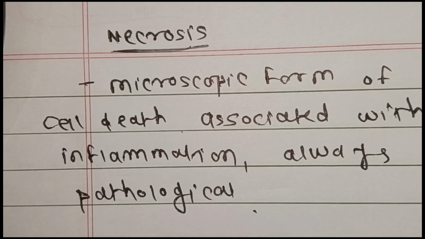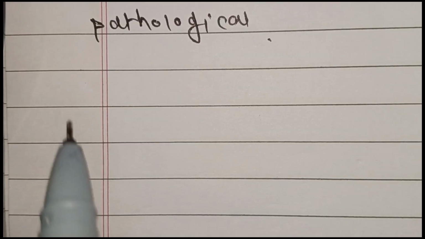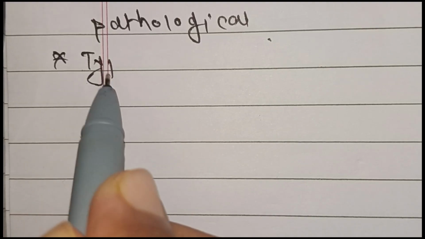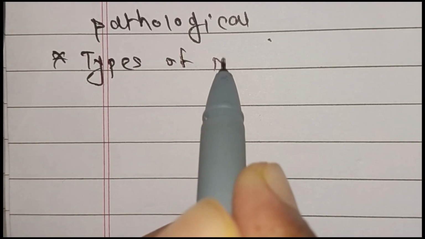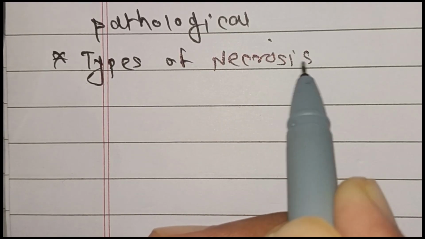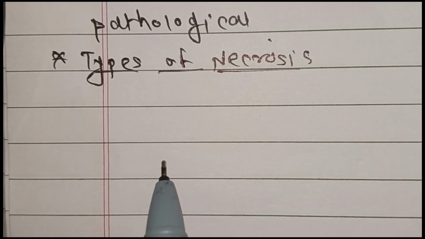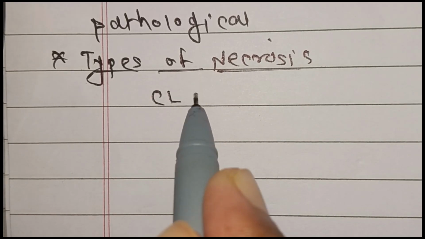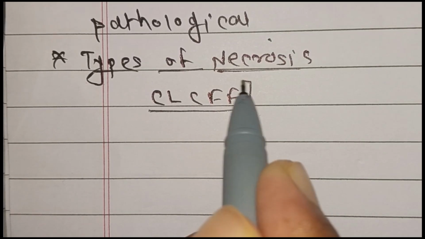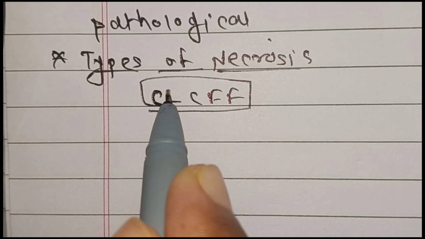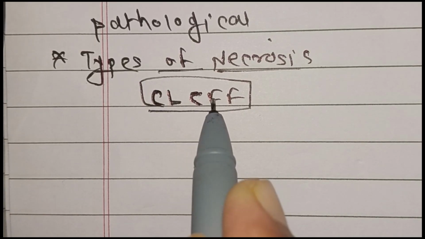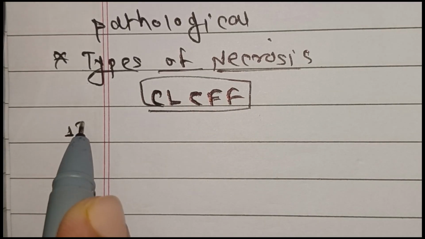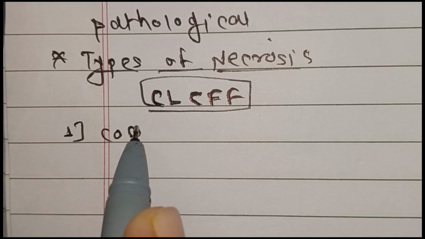Now let's see the types of necrosis. So there are 5 types of necrosis which are remembered with the mnemonic CLCFF. Here C is coagulative necrosis, L is liquefactive necrosis, C is caseous necrosis, F is fat necrosis, and F is fibrinoid necrosis. So let's see the first one, that is coagulative necrosis.